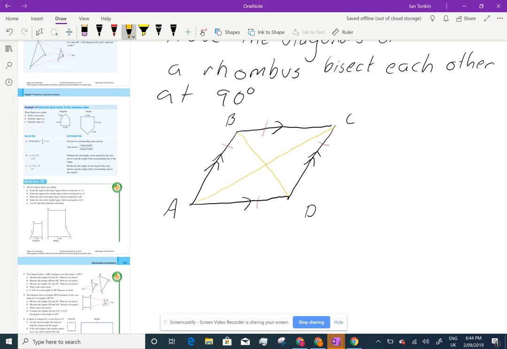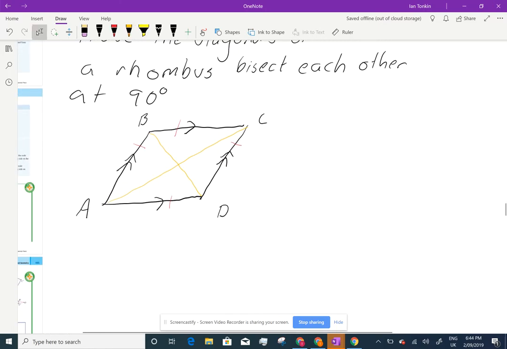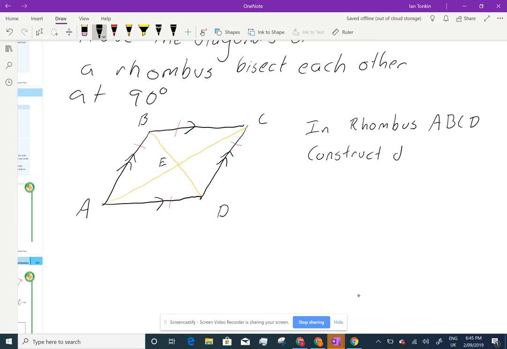So what I'm going to do is I'm just going to look at a triangle, and I'm going to call this middle point E. So in the rhombus, I should have done this earlier this way, A, B, C, D, construct diagonals AC and BD, that's a bad D, meeting at E.